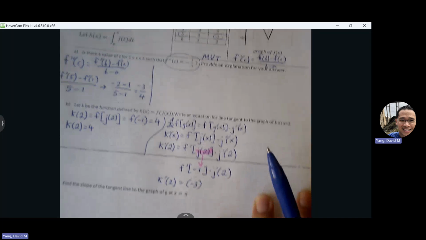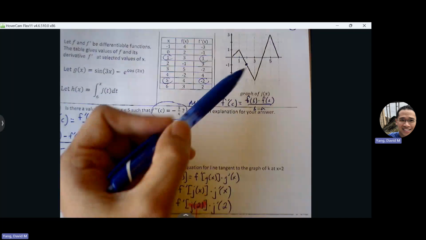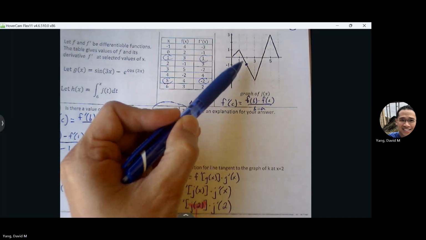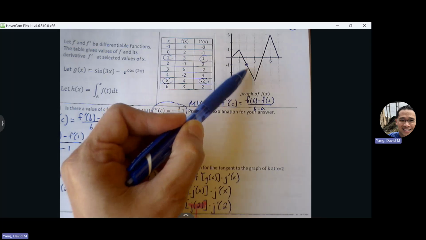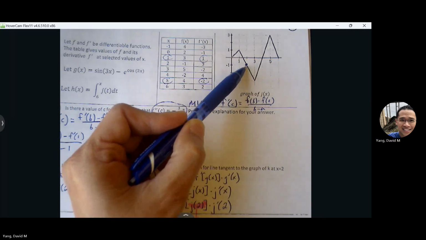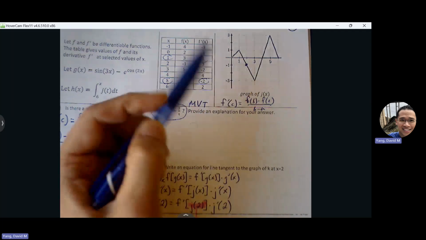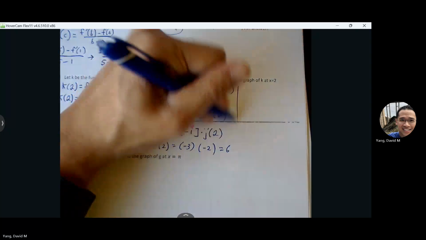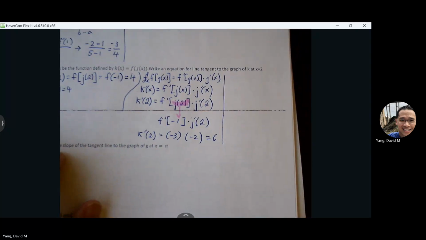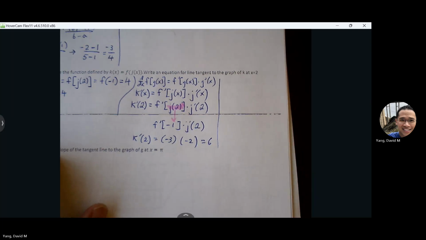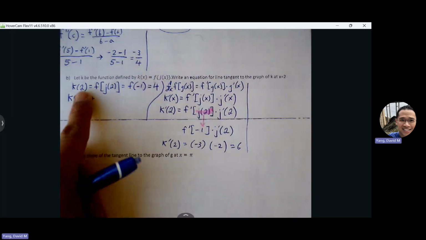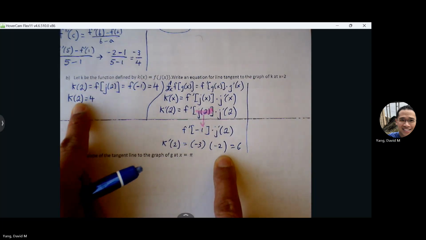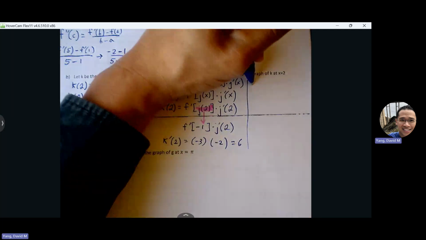And then j prime of 2, here's my j graph. So j prime of 2 is asking for the what? The slope. Yeah, so just pick any 2 points and do rise over run. We'll get down 2 over 1, so slope is going to be -2 along this line segment. So we have our ordered pair, we have our slope. We can now build our point slope form.